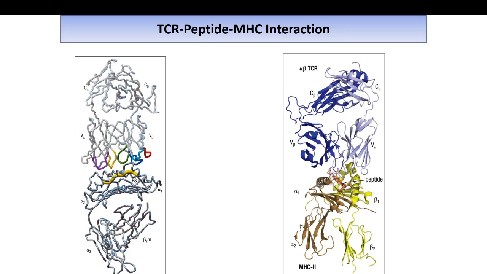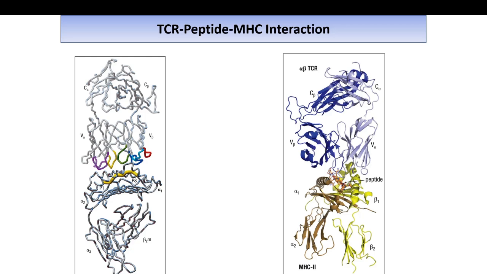And another important thing that should come to your mind: I said that there are certain peptides which are processed by the proteasomal degradation pathway, which will process the proteins. But that protein can be your self protein as well as a pathogenic protein. So how do we recognize whether this is a self peptide or a peptide coming from a pathogen?